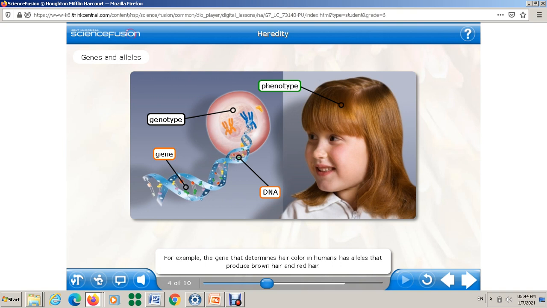Okay, let's talk about genotype. Genotype is the combination of alleles that you inherited from your parents. Your genotype is your own unique genetic makeup.